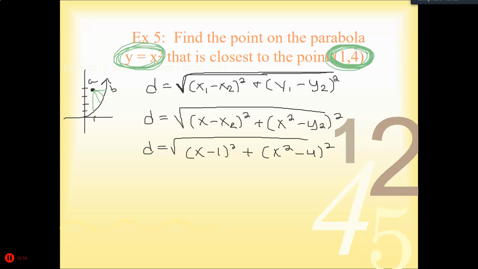How many of you like taking derivatives with fractions and negative square roots? Probably not many of you, right? What could I do to get rid of the square root before I find my derivative? What could I do? Square both sides.